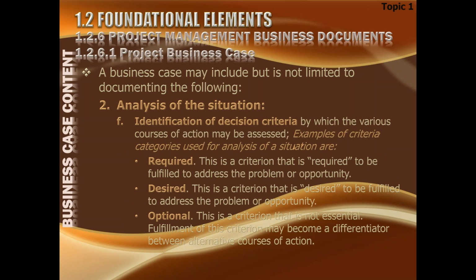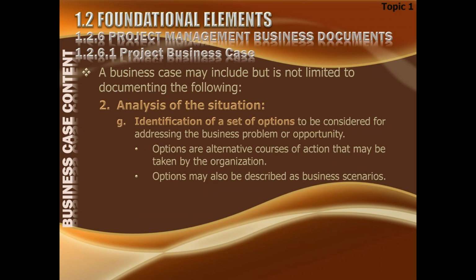The examples of criteria could be required, desired, and optional. What are the required criteria to be fulfilled to address the problem? That is mandatory. Required is something mandatory. Desired is something we may like to have, and optional is something we may not have. If it is there, good enough. If it is not there, we don't care. But desired, we do care. We do like to have this capability, but it is not mandatory.